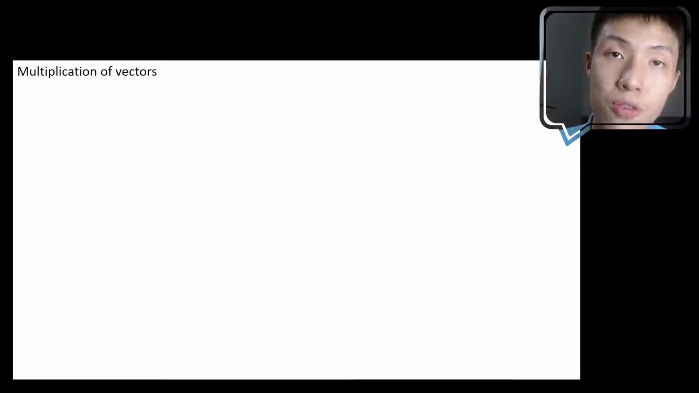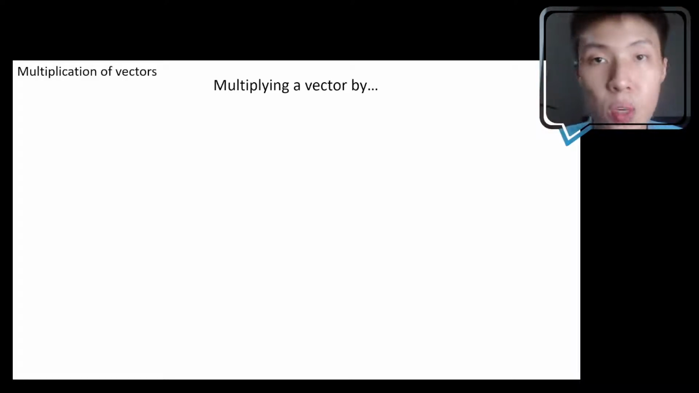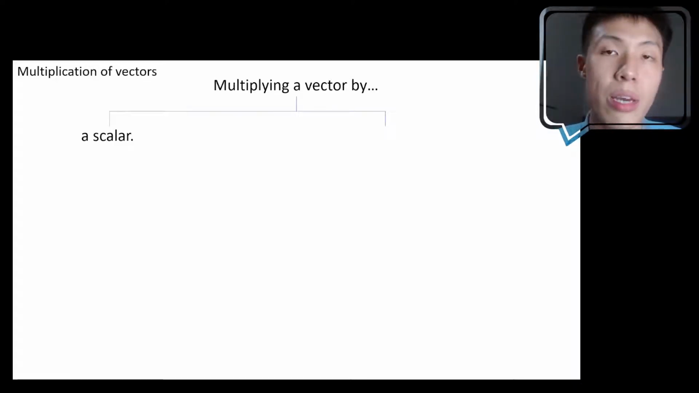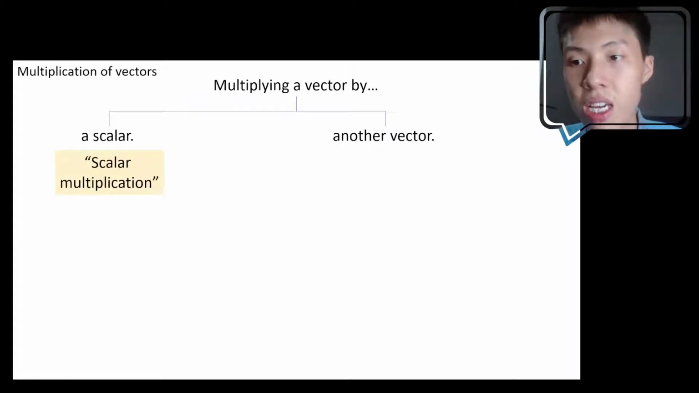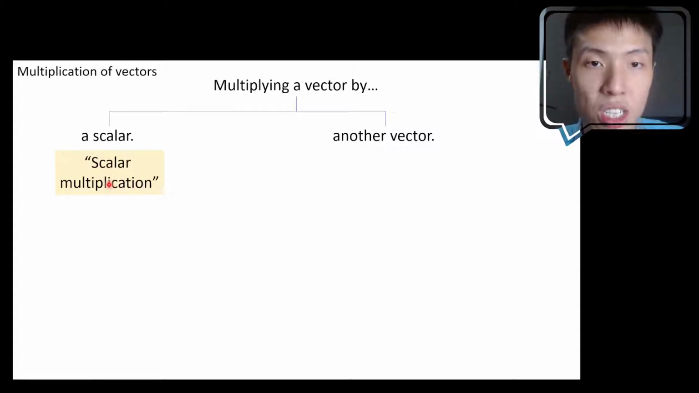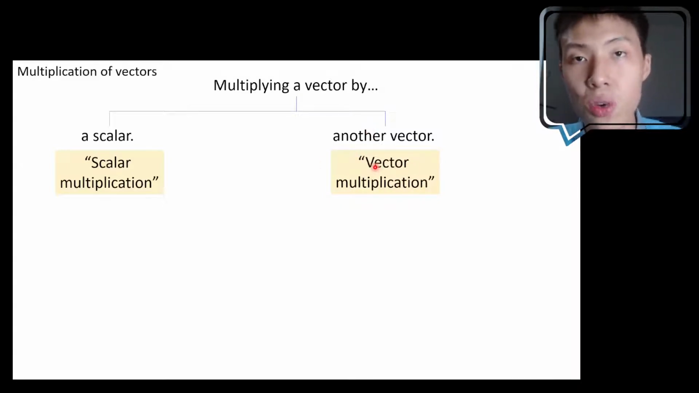We have spent a few videos talking about summation of vectors. So now let's move on to how to multiply vectors. When we multiply a vector, we can multiply it with a scalar, or we can multiply it by another vector. If it's multiplying with a scalar, we call it scalar multiplication. If it's multiplying by another vector, we call it vector multiplication. In this video, we are going to focus only on scalar multiplication.